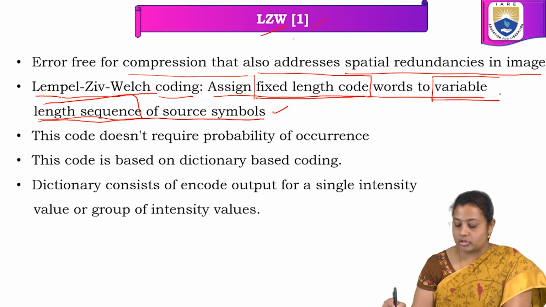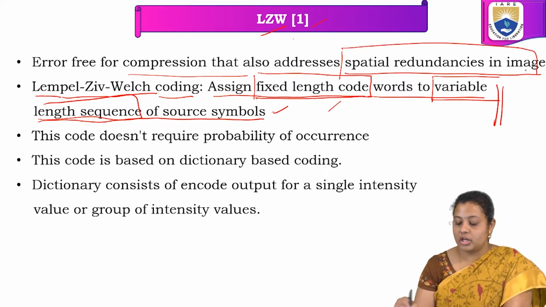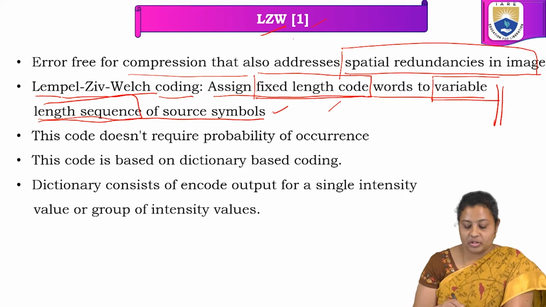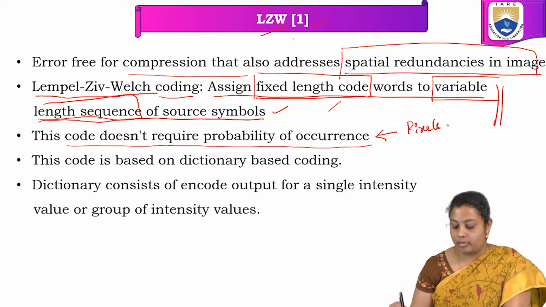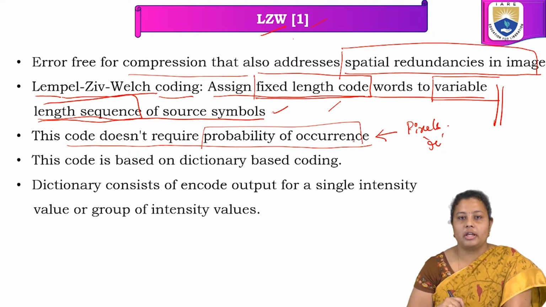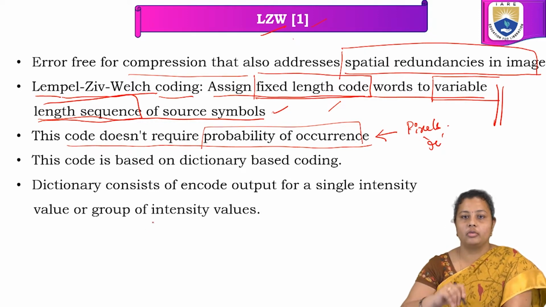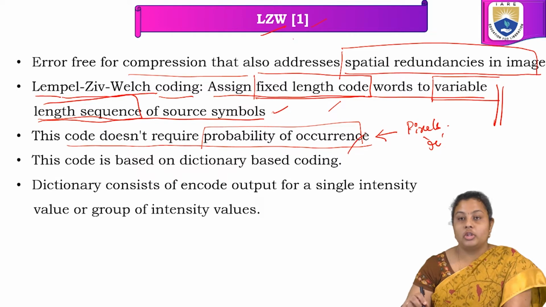Because of this concept, where we are using fixed length codes for variable sequences, we are able to reduce the spatial redundancy in our image, right? This code doesn't require the probability of occurrence. So what does that mean? We need not know how many pixels are there and how many pixels have a given intensity value and so on. This is a major advantage because many times we might not know the pixel values. We might know the next pixel value that we are going to get, but not the whole image, right? So this is useful in such applications.